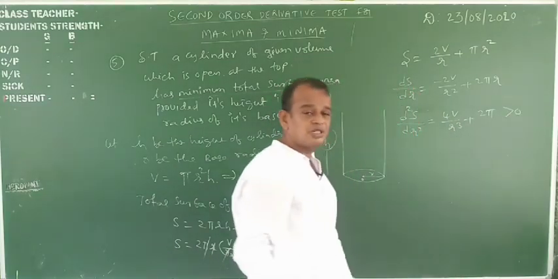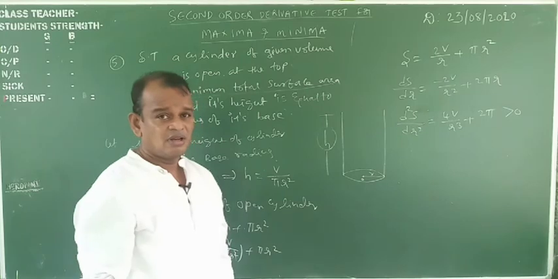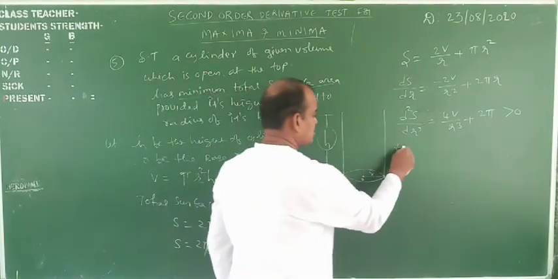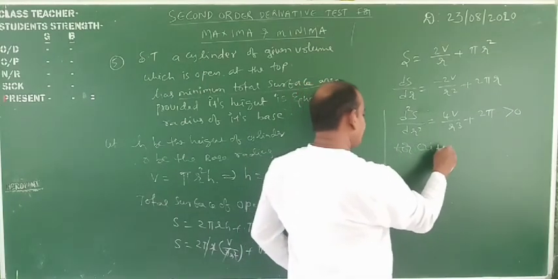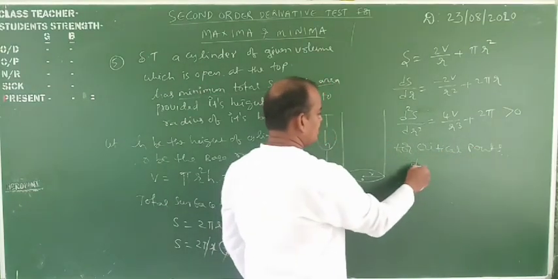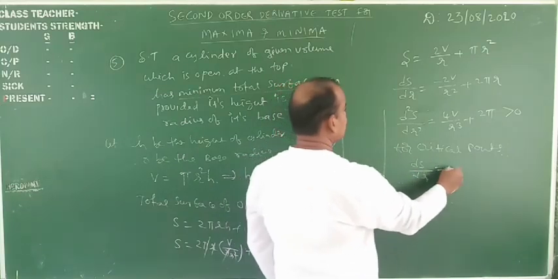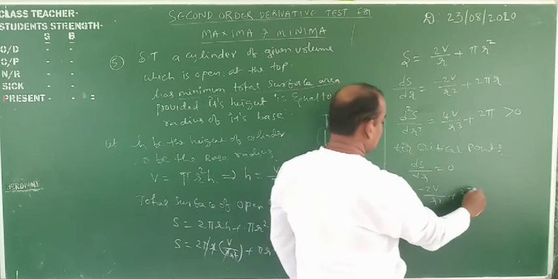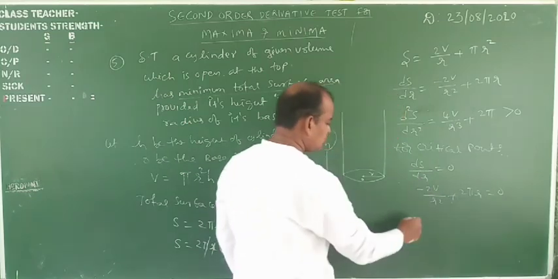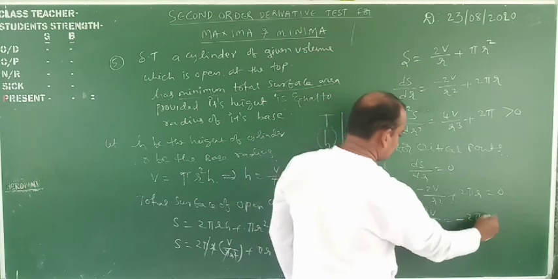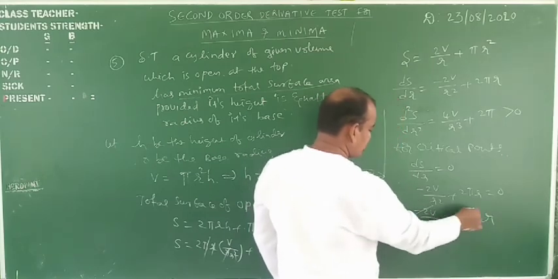Second order derivative positive means 100% the surface area is minimum. When? For critical points. What happened? That is dS by dr is equal to 0. That is minus 2V by r square plus 2 pi r is equal to 0. Minus 2V by r square is equal to minus 2 pi r. On both sides, minus 2 cancels.